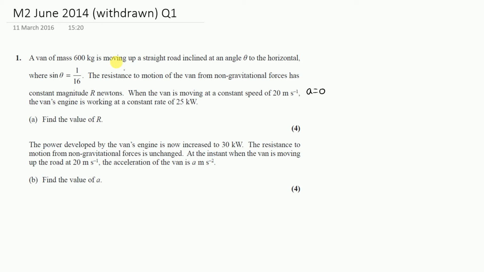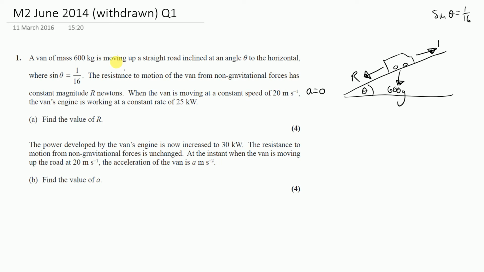So what I'm going to do first of all is draw a little diagram. We've got theta, where we know that sine of theta is equal to 1 on 16. I've got my van that's travelling up this incline. I know the mass of the van is 600, so the weight is 600 g. I've got my constant resistive forces R, and then the power of 25 kilowatts is going to be providing a force that moves my van forwards. We know that the speed of the van at this point is 20 meters per second, and as I just said, that power was 25 kilowatts.